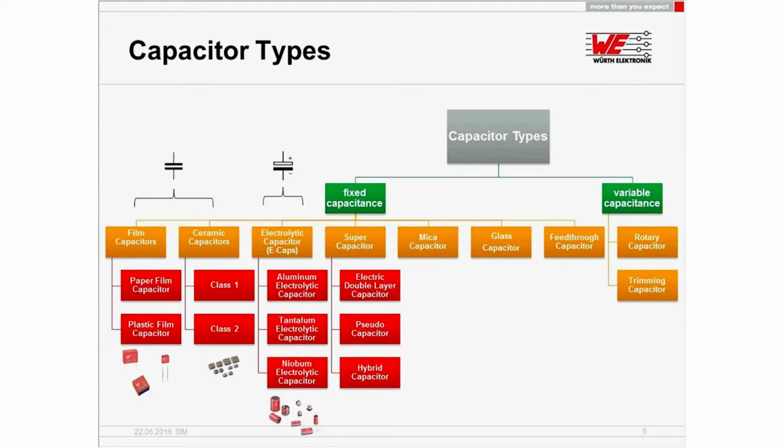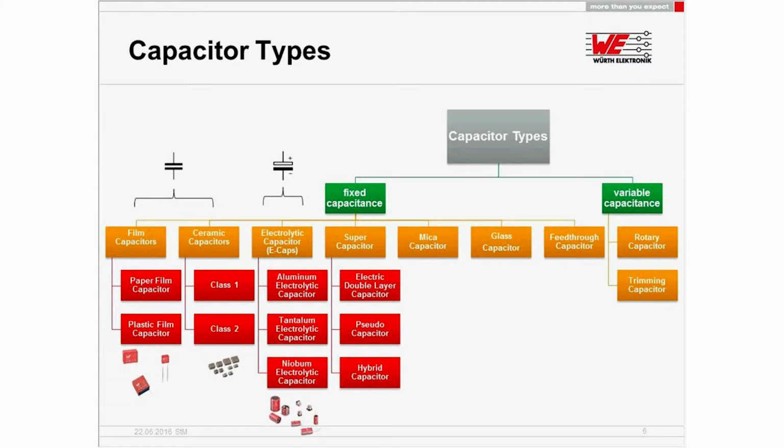In the past, you also could find class 3 and class 4. Class 3 and class 4, they were cancelled in the 90s because they had very big dependencies to DC bias, to aging, and so they were stopped to produce. And nowadays you only find these two categories.